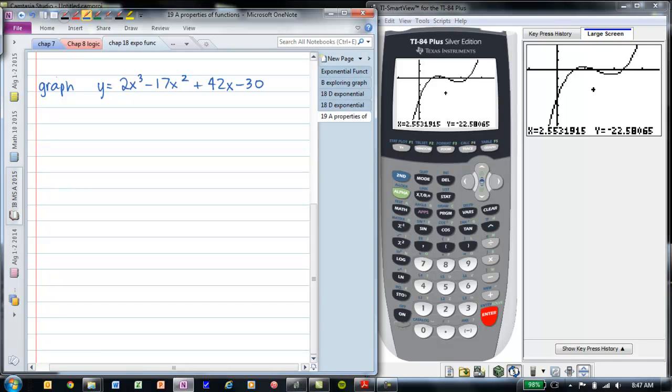Alright, so the first thing that we are going to find is going to be our y-intercept. Remember that the y-intercept just means that you plug in 0 for x. So if I do that in this function, I'm going to get 0 minus 0 plus 0 minus 30. So my y-intercept equals negative 30.